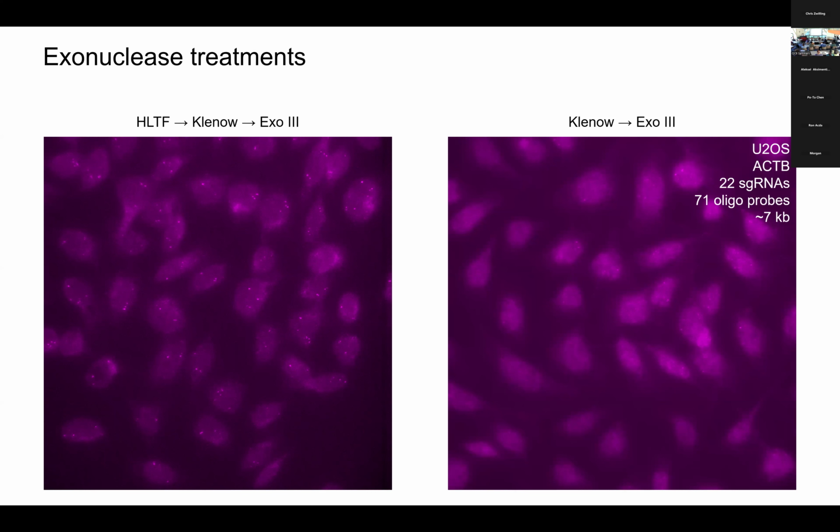Wait, can you explain what we're seeing here? Is the purple your dye? Yes, the purple is just the dye. I have the nuclear channel, but I didn't show it. This is one of the first sets of experiments, so the signal to background is really bad. I have much better signal later.